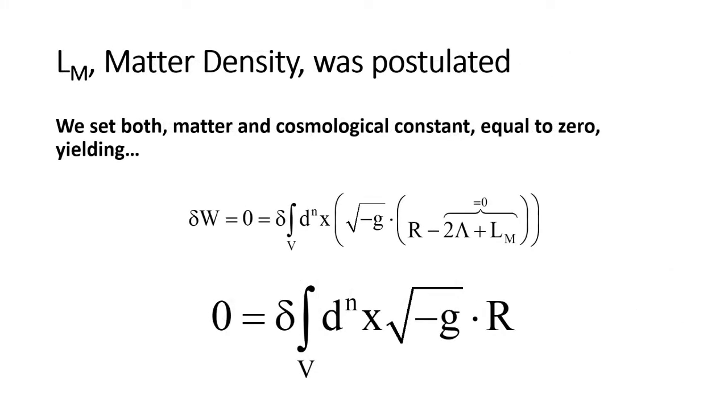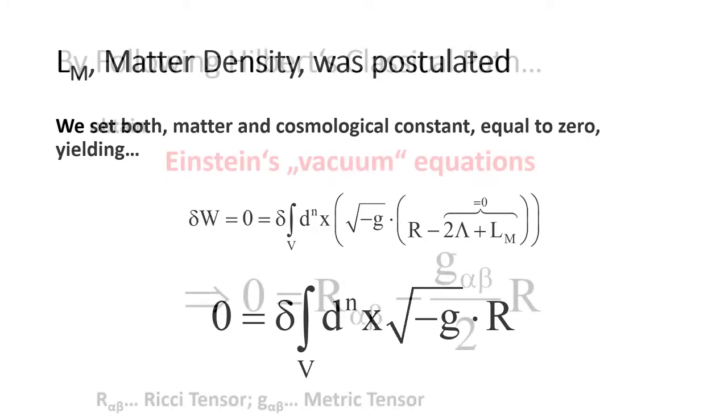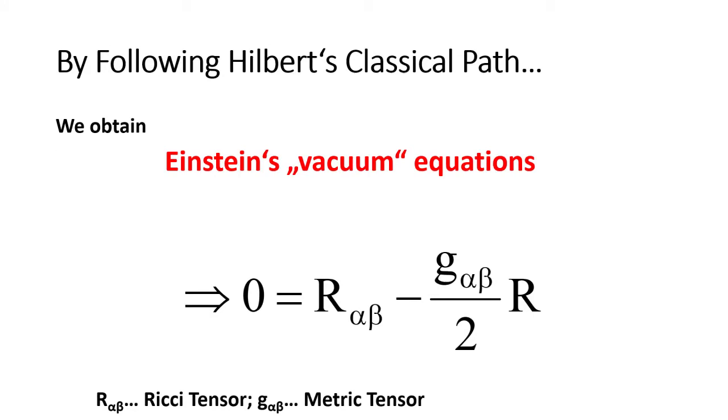As we have already shown in part 1 of this video series, we do not need the matter term Lm nor a cosmological constant to obtain matter, so we set both lambda and Lm equal to 0 and just proceed with the curvature of spacetime, known as the Ricci scalar, as the kernel within our variation. Now, by following Hilbert's classical derivation, we obtain the so-called vacuum Einstein field equations.